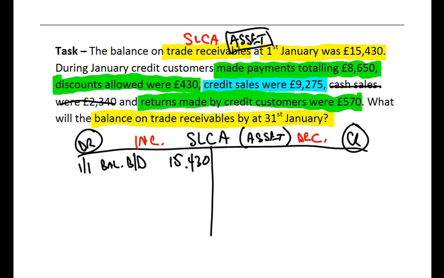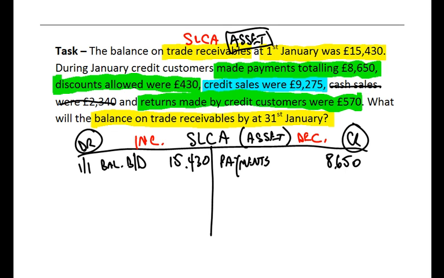We've then got the payment made by those credit customers. So in fact, some of those credit customers have now paid off what they owed us. And remember, if we're reducing the sales ledger control account, that's going to be a credit entry. So the payments will go on the credit side, reducing the amount we're owed by these customers. That would be the credit.